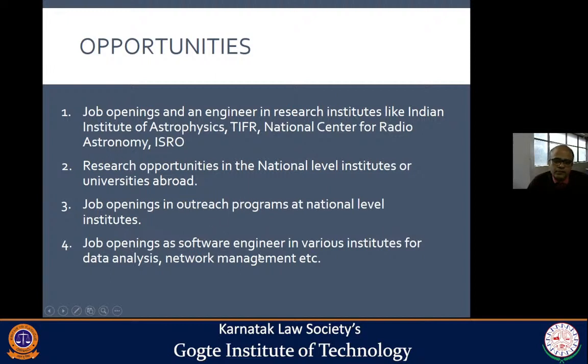And the last thing is for software engineers. A lot of work is now being done in this field because of the large amount of data. There are many surveys that have been conducted, so there is a large amount of data which needs to be studied. So there are also many opportunities available in this field.